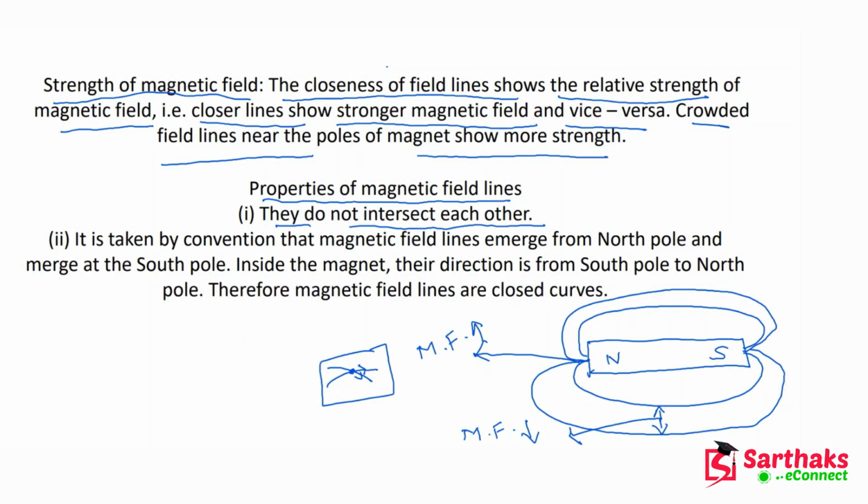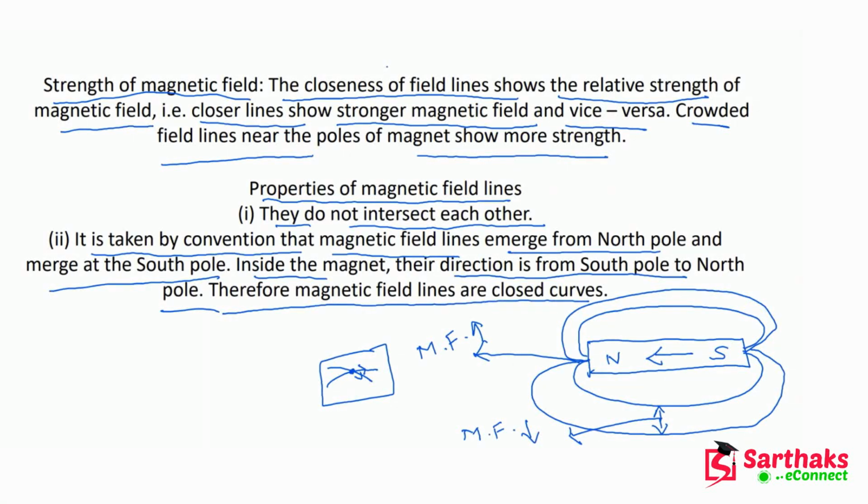The second point: it is taken by convention that magnetic field lines emerge from the North Pole and merge at the South Pole. In this picture, you can see that magnetic field lines are emerging from the North Pole and merging in the South Pole. It is going out from the North Pole and entering the South Pole. Inside the magnet, their direction is from South Pole to North Pole. Therefore, magnetic field lines are closed curves. This is very, very important.